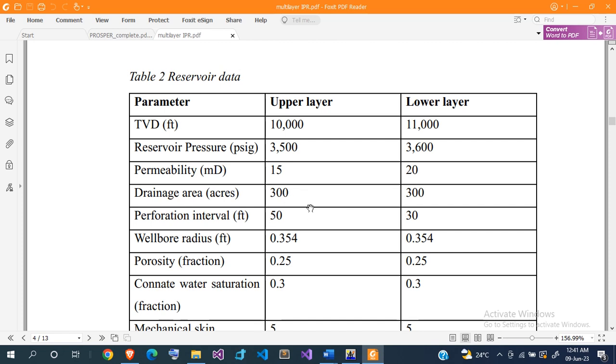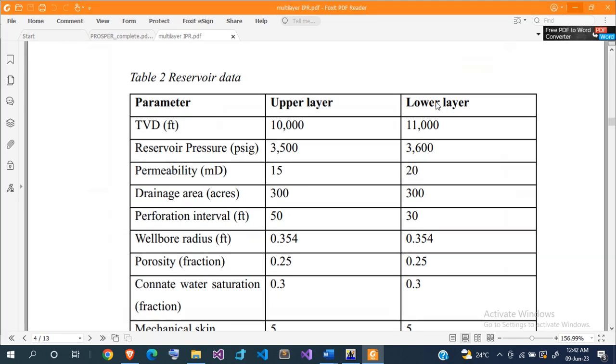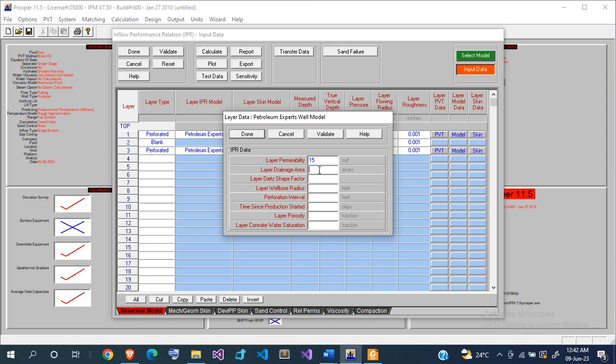So this is a perforation interval, which I told you is equivalent to the basin thickness because it's the entire basin that was perforated. So this is the wellbore radius and all that. So okay, let's continue. The drainage area is 300. The dead shift factor: our well is at the center of a square reservoir, something like that. So the dead shift factor for such position is 31.6. You can look up literature on this dead shift factor.